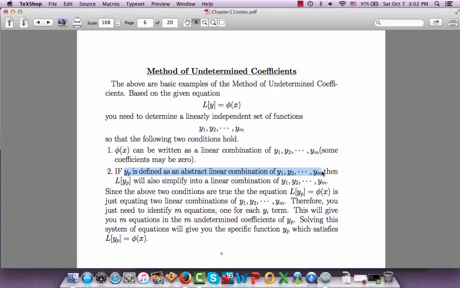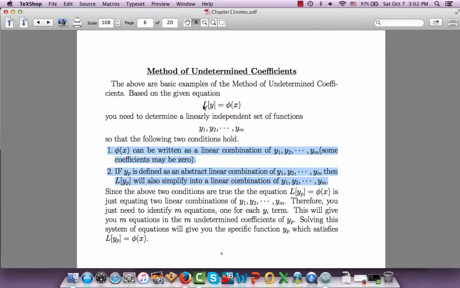So that when we plug y sub p into the operator L, calculate what that is, and group the like terms together, what we get is another linear combination of the same functions. So as long as we can do these two things, then our general form of our guess, y sub p, is the right guess. We just have to figure out what those undetermined coefficients are.